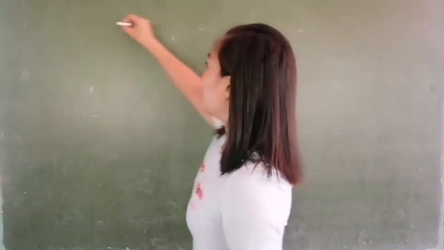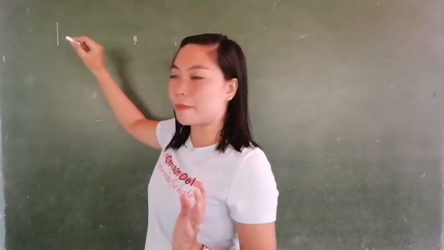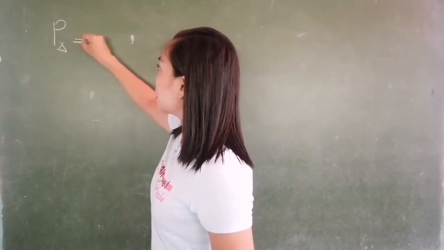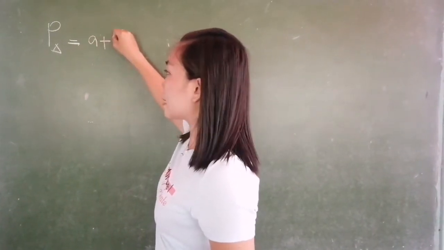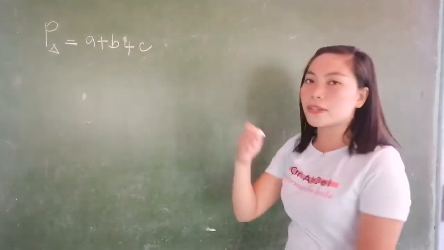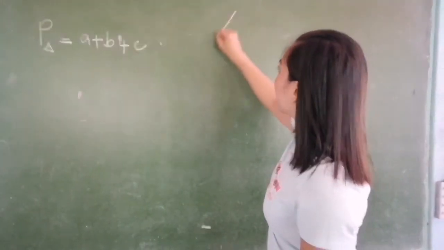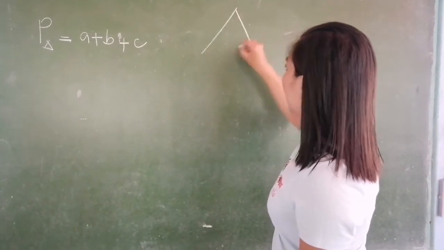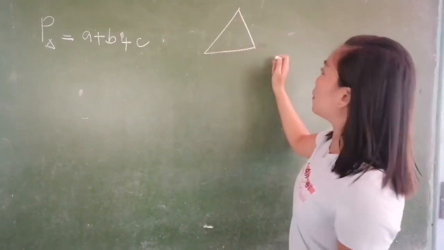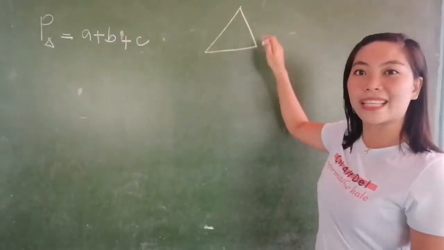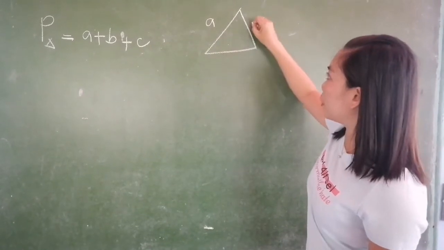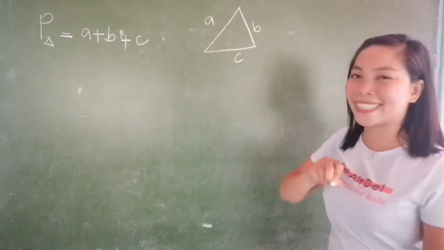Okay, so you have the formula in finding the perimeter of a triangle is A plus B plus C. Okay, let's illustrate a triangle. Ano ba yung triangle? Yung scalene triangle. This can be a scalene triangle. So kung mapapansin nyo, no two sides are equal. So this can be your A, this will be your B, and C.